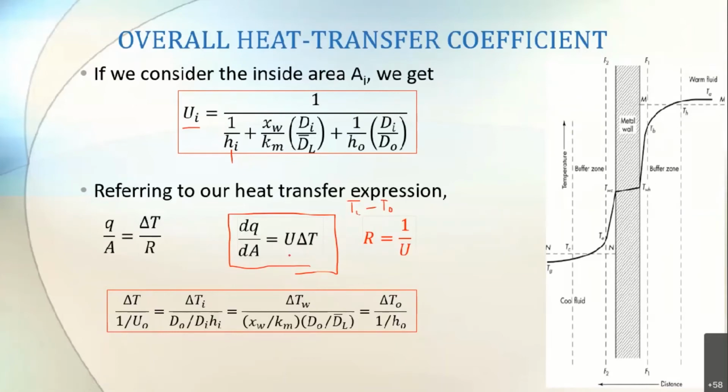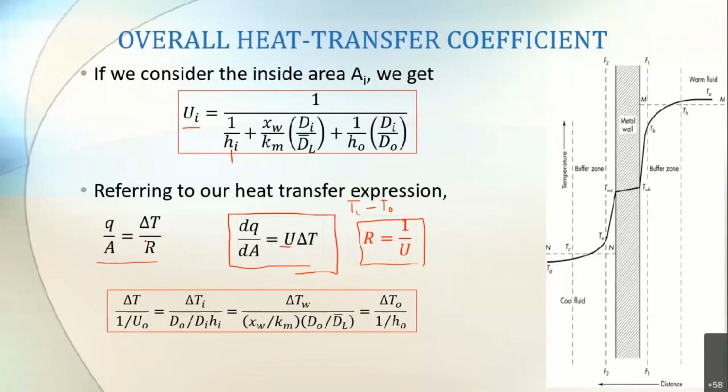Whatever hot minus cold temperature. And this is just an analogy. If you see here, this is our equation for a plane wall: Q over A is equal to delta T over R. But for the overall heat transfer coefficient, you have dQ over dA is equal to U delta T. So it means that we can say the U here is actually equal to 1 over R.